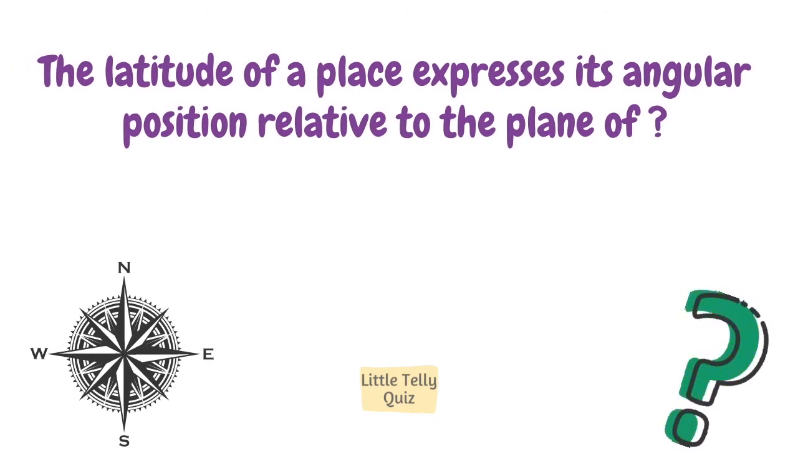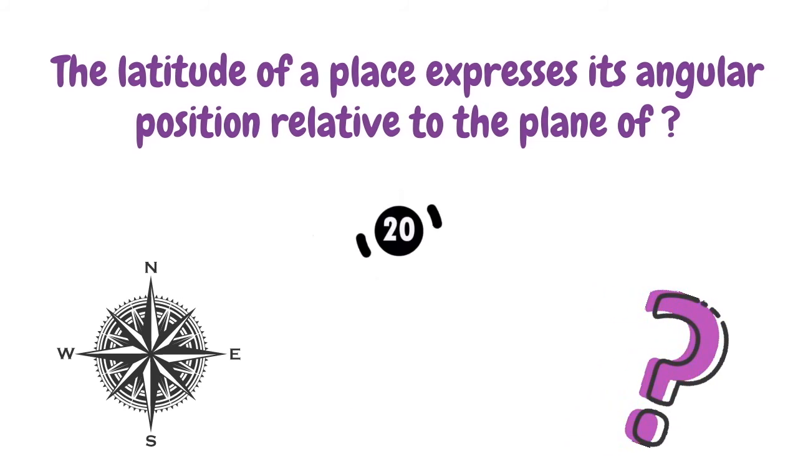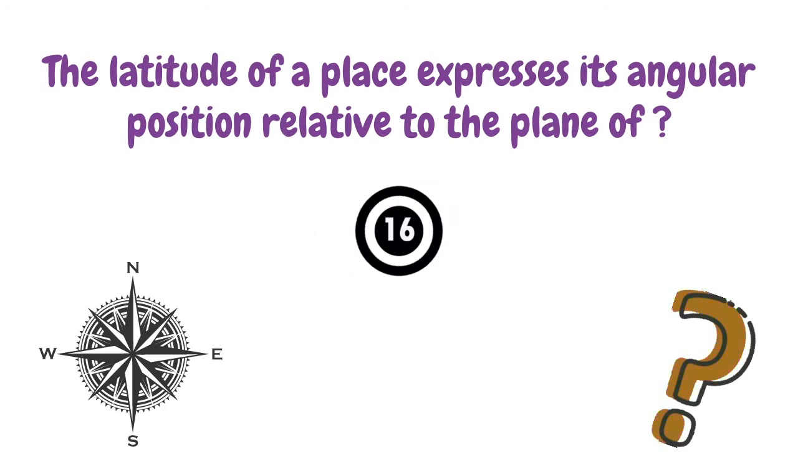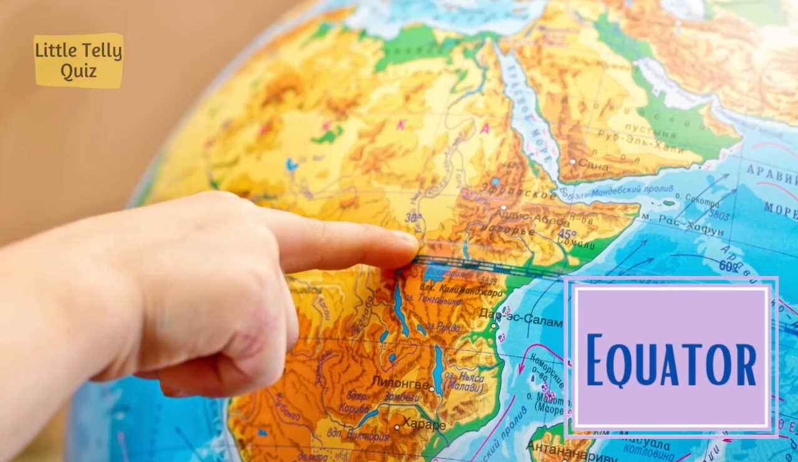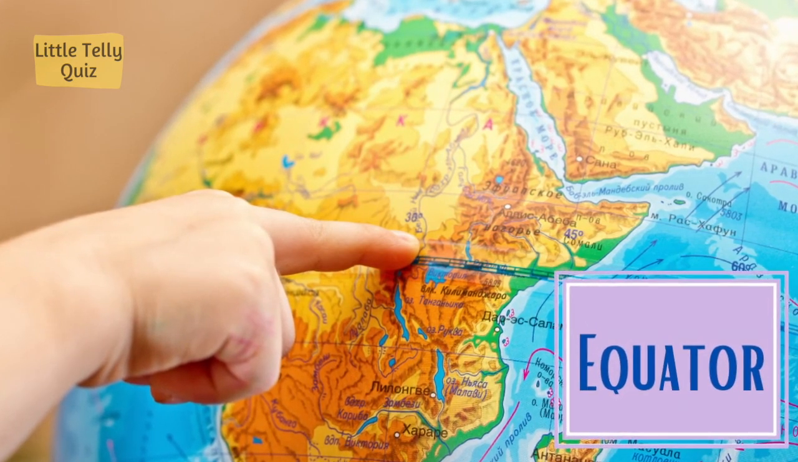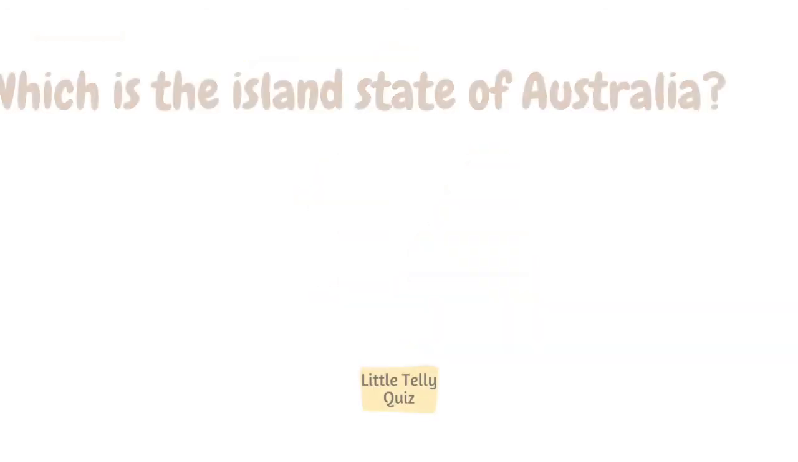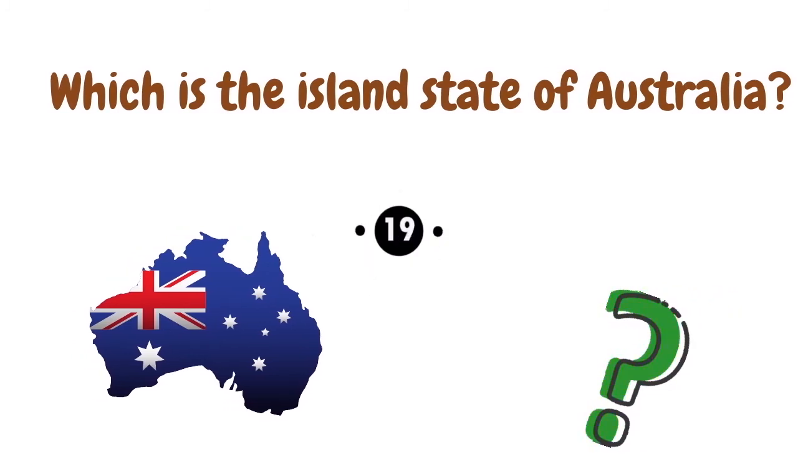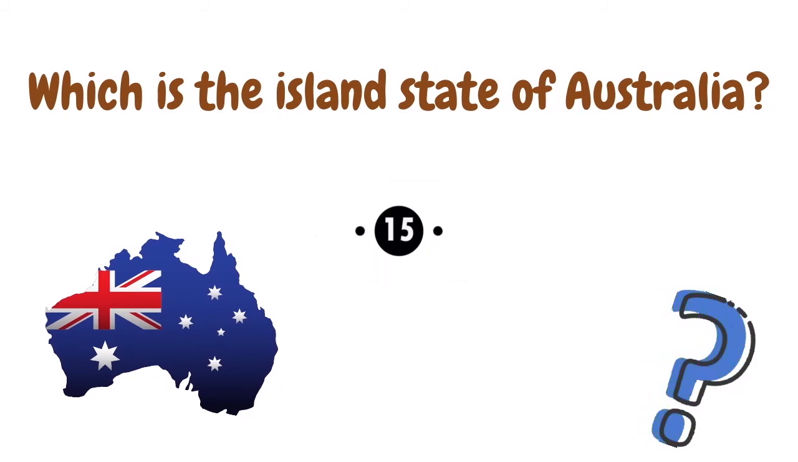The latitude of a place expresses its angular position relative to the plane of... The answer is equator. Which is the island state of Australia? The answer is Tasmania.